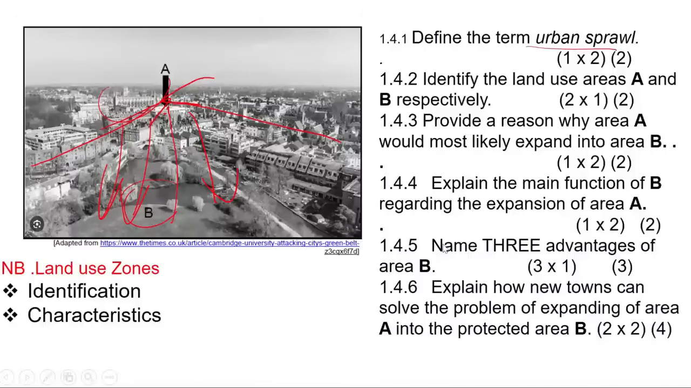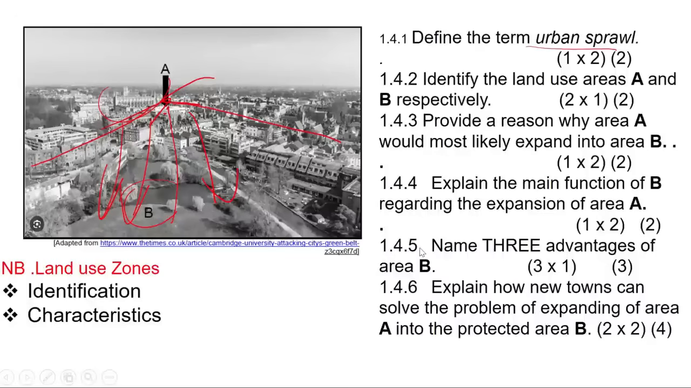Explain the main function of B regarding the expansion of area A. Explain the main function of B. What is the function of B? It makes the area cooler. It provides aesthetic beauty. It lowers the temperatures. So now once it expands here, it means it is going to result in this urban area becoming warmer and warmer, because there will be fewer trees to absorb carbon dioxide.